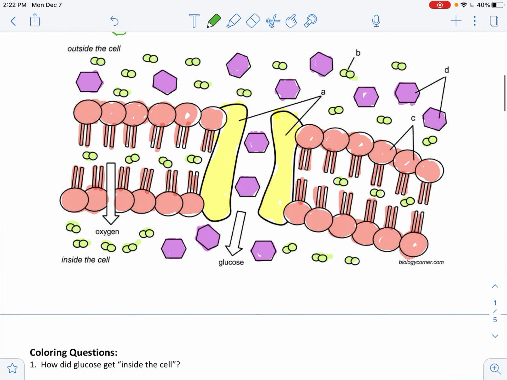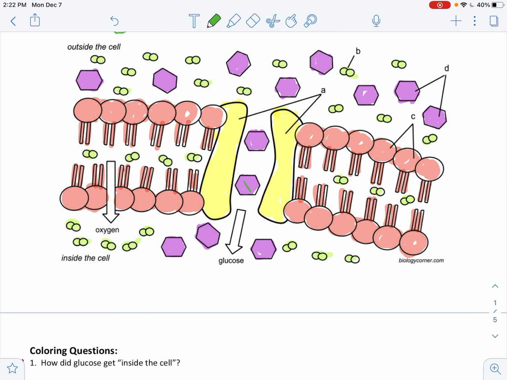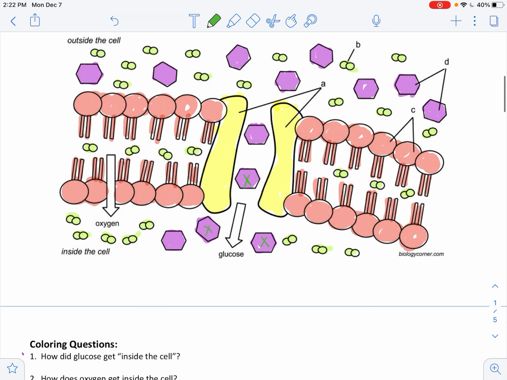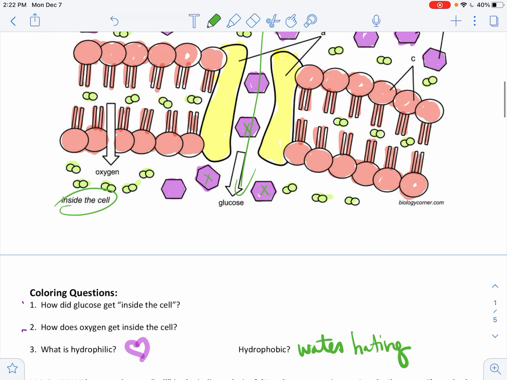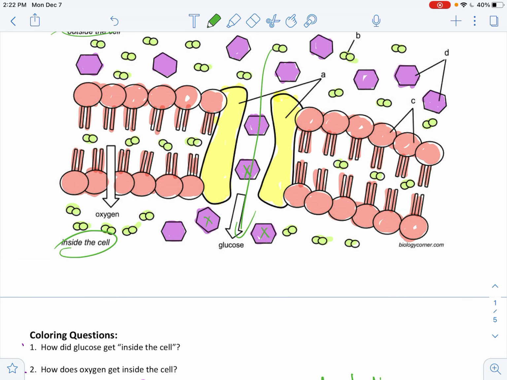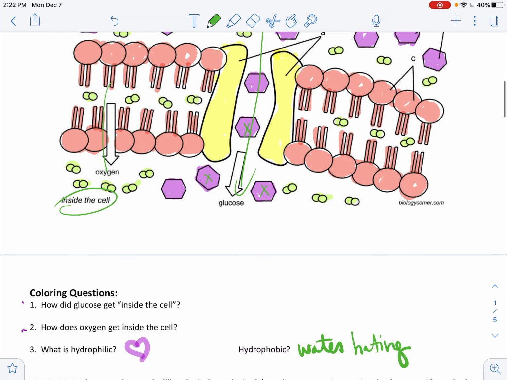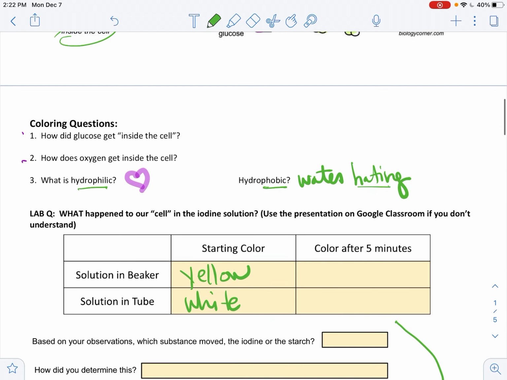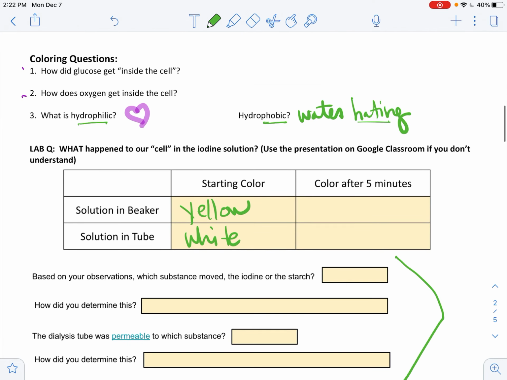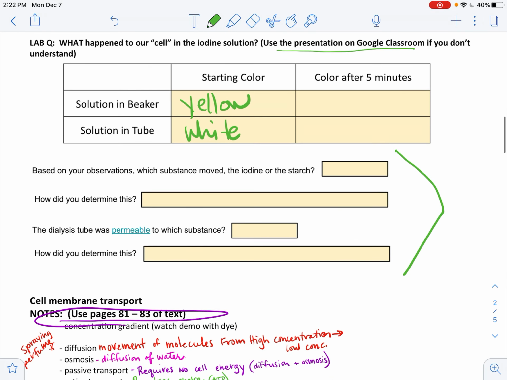But now what I really want you to look at is glucose, which you already know, they're six-sided. How did glucose get into the cell? So this is inside the cell, this is outside the cell. How did glucose get in? Well, it had to go through a channel. How does oxygen get into the cell? This is really important. Oxygen goes through the cell membrane. Those are things you need to know. Once again, hydrophilic means love, hydrophobic means hate. So you need to fill out this table right here. It's in Google Classroom.